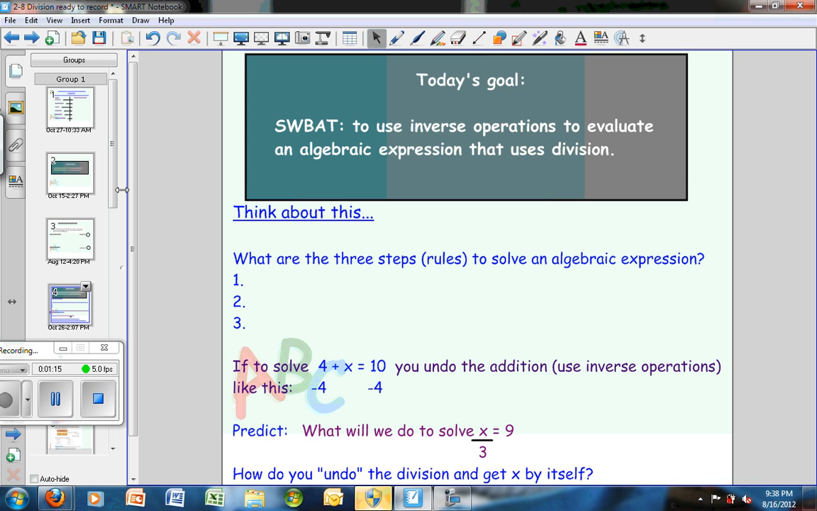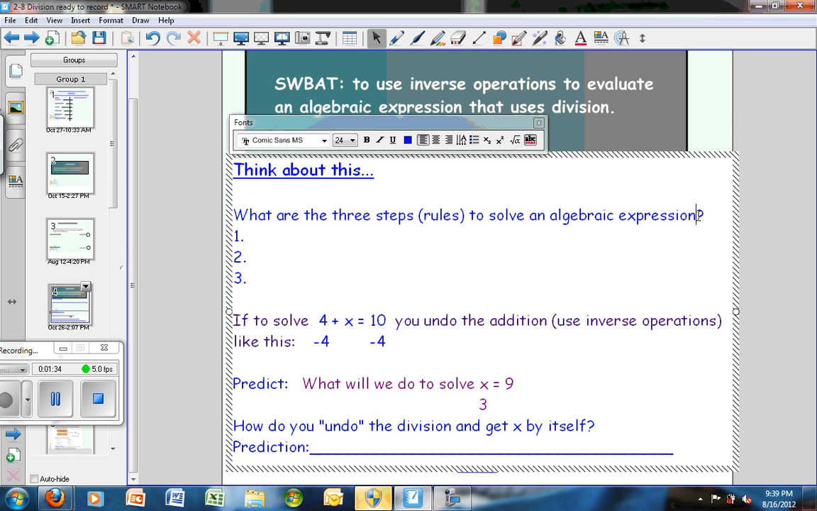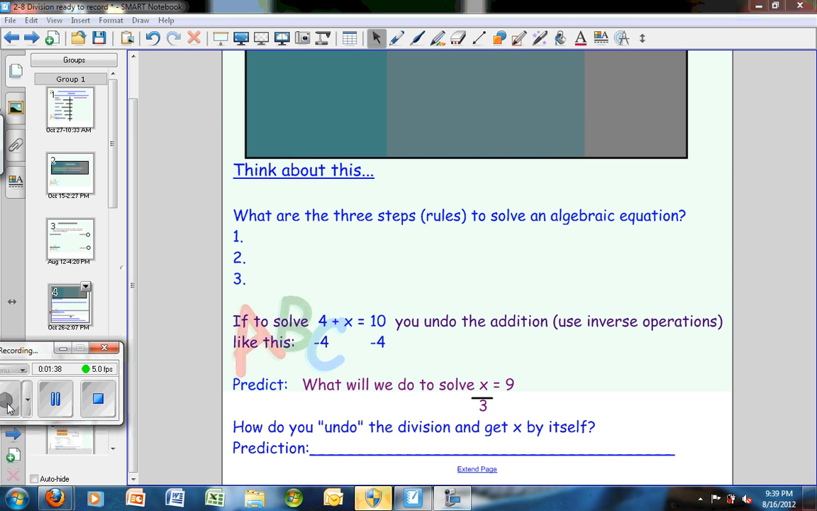All right, so I want you to think as we get started here. First of all, let's review, and I want you to write down from memory if you can: what are the 3 steps or rules to solve an algebraic equation? So I want you to pause, see if you can think of what those might be, and then unpause the video to see if you are correct.